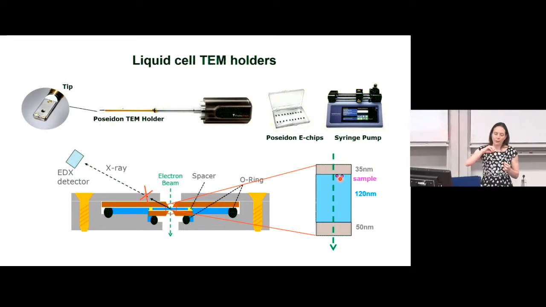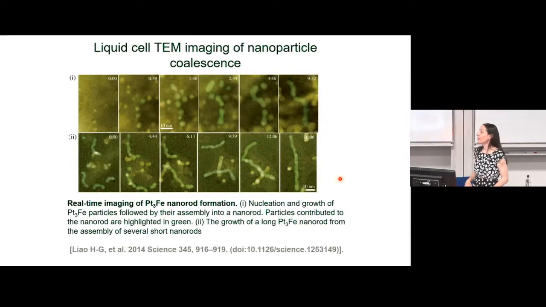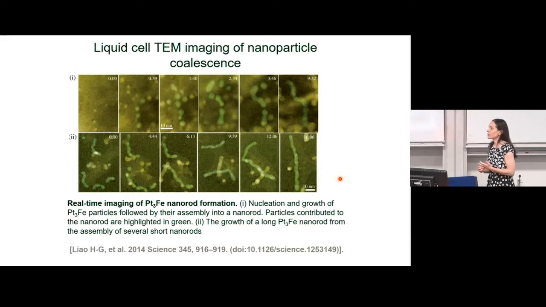But it also means that the X-rays are harder to get out and collect with the EDX detectors. Those EDX detectors are what tells us the elements that are present in our sample. And they're often blocked by the shape of the holder. You can see there. Okay, so this is one of the early papers showing liquid cell electron microscopy.